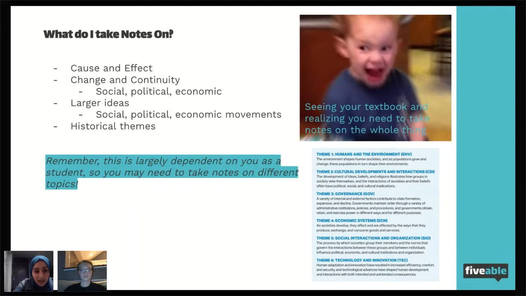Larger ideas. Yes, it's good to know all of the big social ideas, political ideas, and economic movements. You want to have the smaller ideas down, but you also want to have the big main ideas listed. So I would list all the larger ideas, and then bullet point all the smaller ideas that relate to that one big idea. And you want to be sure you know all of your historical themes. Maybe I would write down all of the themes, and then subnote all of the events that go with that theme.